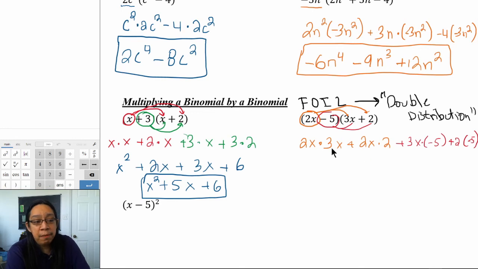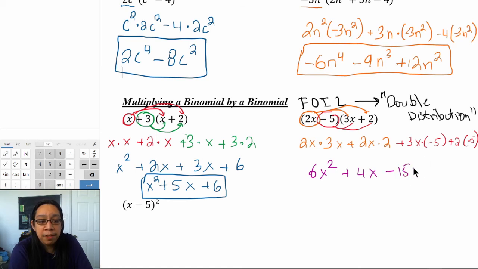So now let's go ahead and simplify. So 2x times 3x. Well, if we multiply that, we're going to have 6x squared. 2x times 2 is going to be 4x. 3x times negative 5 is negative 15x. And then 2 times negative 5 is going to get us negative 10.